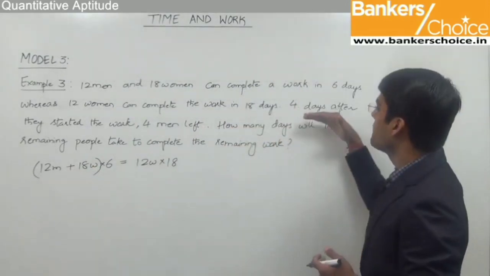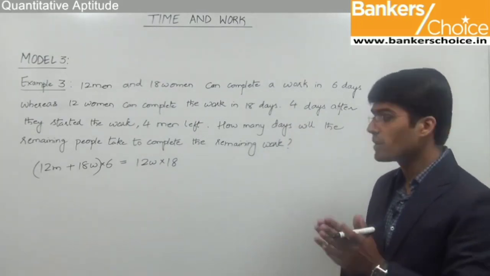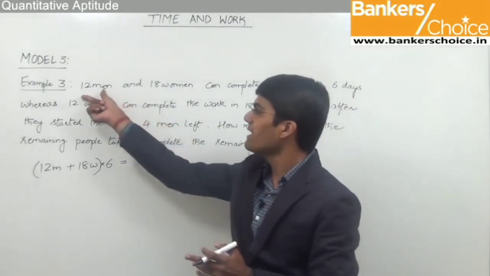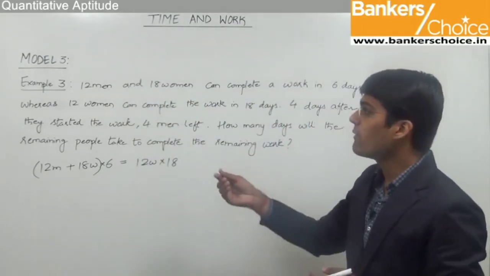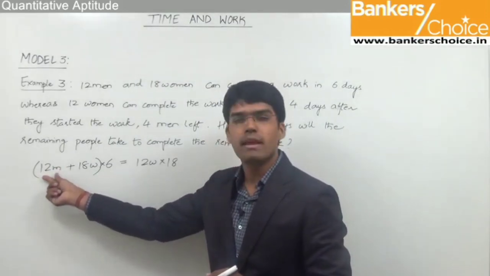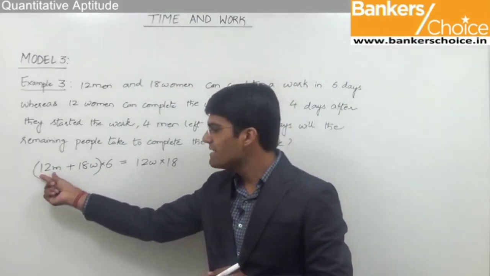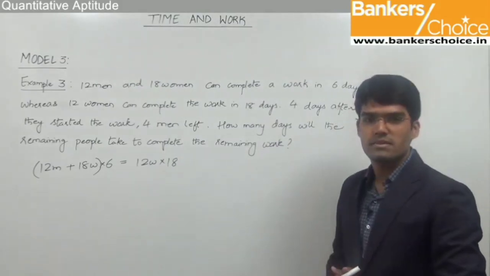Now the question says 4 days after they started the work, 4 men left. So very clearly for the first 4 days, 12 men and 18 women were doing the work. But after 4 days, 4 men have left. So when 4 men leave, there are only 8 men remaining. So these 8 men and 18 women will finish the work in how many days is the question.